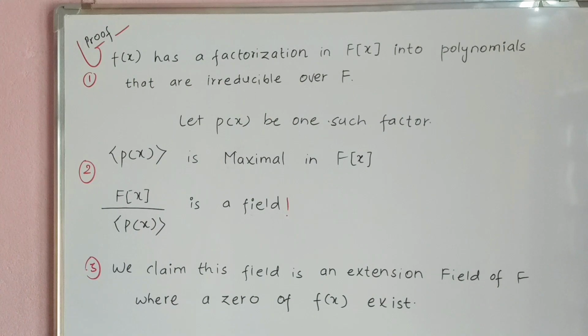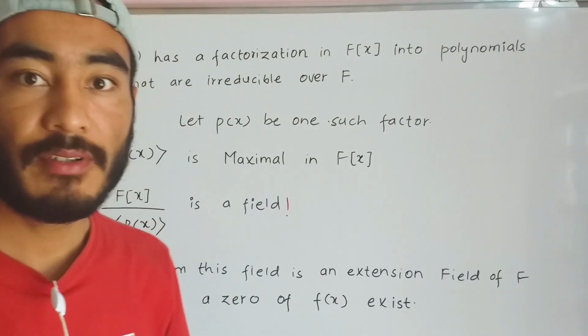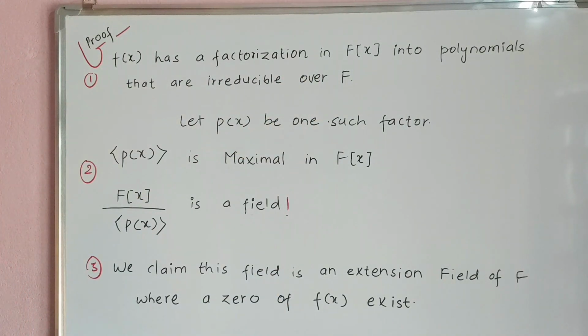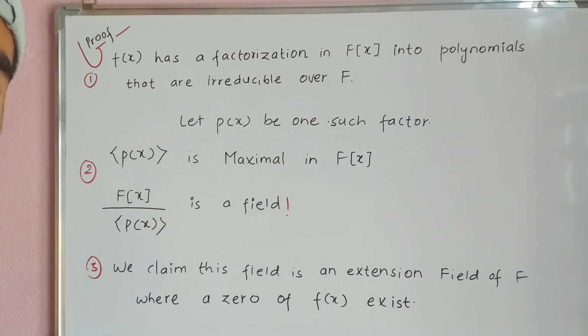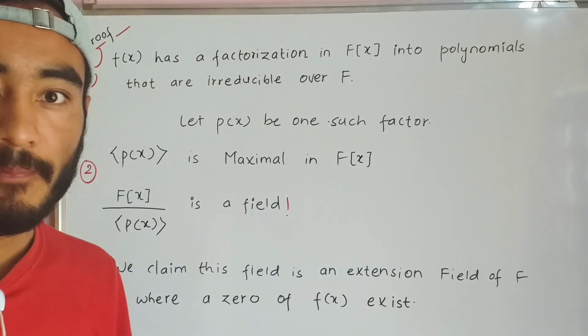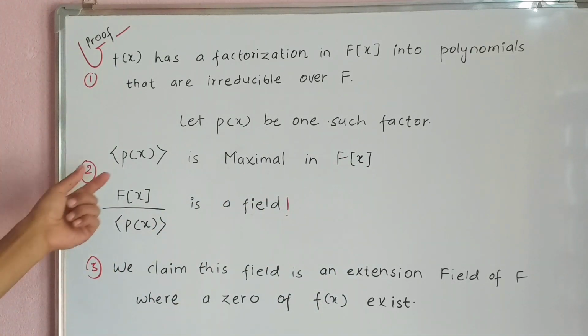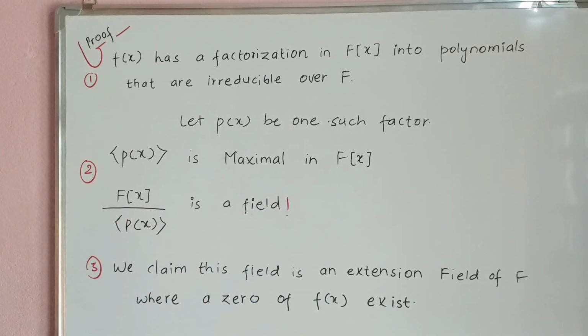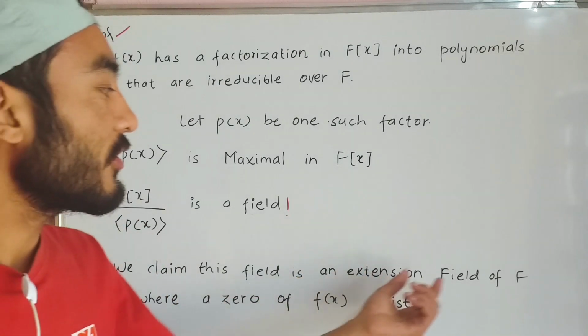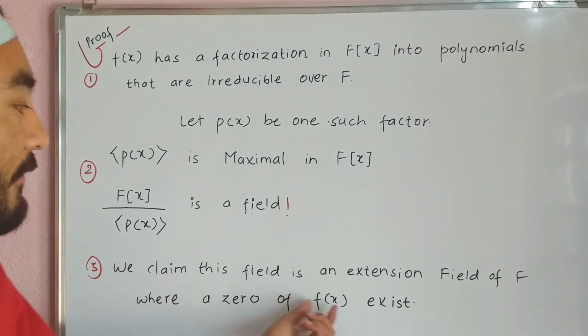First we have, from our earlier theorems, the polynomial f(x) has a factorization in F[x] into polynomials that are irreducible over F. And let p(x) be one such factor. That means the polynomial p(x) is an irreducible factor of f(x). Then again, from our earlier theorem we have, the ideal generated by p(x) is maximal in F[x]. And this gives us the factor ring F[x] by the ideal generated by p(x) is a field. We have a field here, and we claim that this field is the required field. This field is an extension field of F where a zero of f(x) exists.